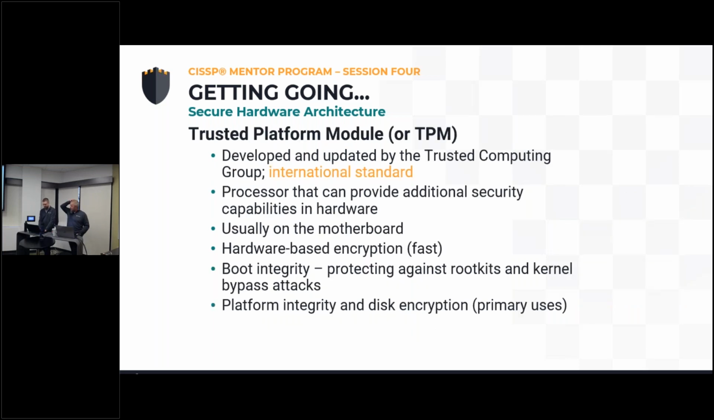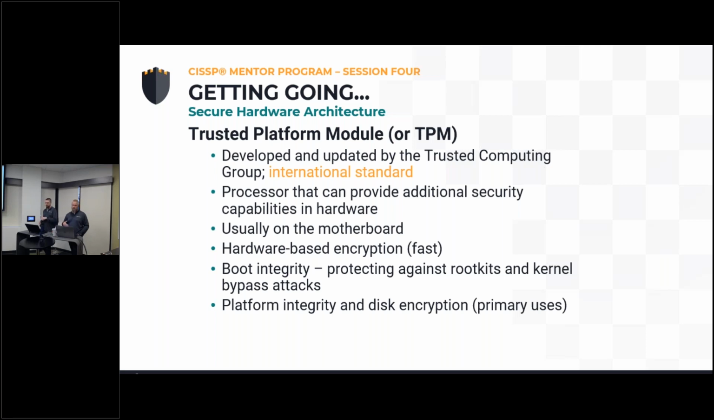TPM, Trusted Platform Module, I'll show you a picture of it. It's just a module that plugs into the motherboard. It's there to enforce the integrity of the system. So with a TPM, allegedly you can't bypass the boot sequence, right? There's a pre-boot authentication built into the TPM module itself. But also with the TPM module, I can offload some encryption functions. So it can encrypt my hard drive faster than non-TPM.